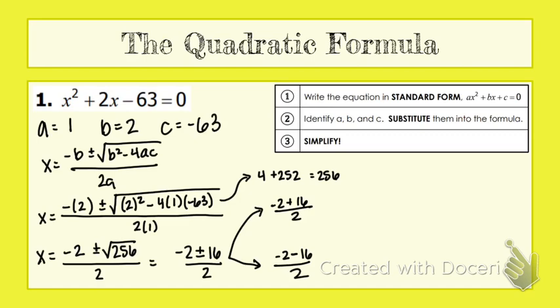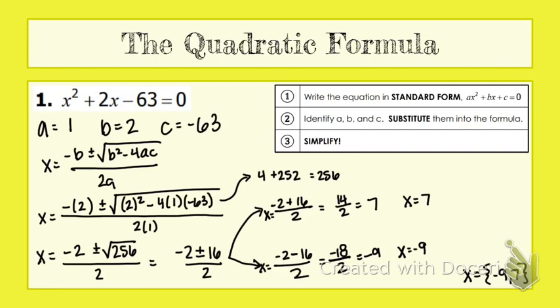And so these are both x equals. We're going to get negative 2 plus 16, that's 14 over 2 equals 7. So we have x equals 7. And then negative 2 minus 16 is negative 18, divided by 2 is negative 9. And so our other solution is x equals negative 9. So the way we write our solution set is x equals negative 9, 7 in squiggly marks.